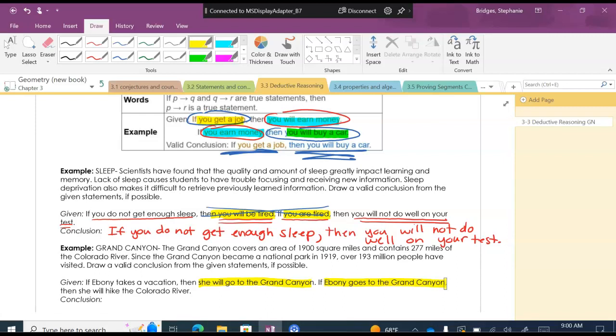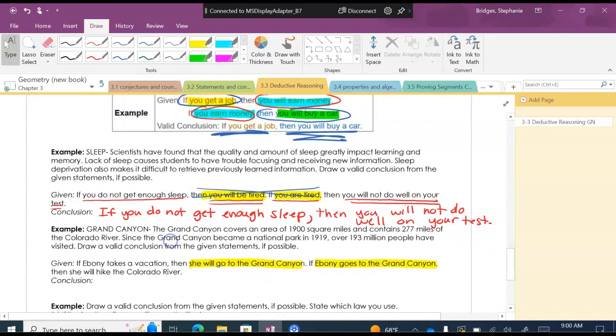All right, words might be different. The words don't have to be exactly the same. The topic has to be the same. All right, so since those match, I can make a valid conclusion. It will be, if Ebony takes a vacation, write that down. If Ebony takes a vacation, okay, leaving out the highlighted portions, then she will what?